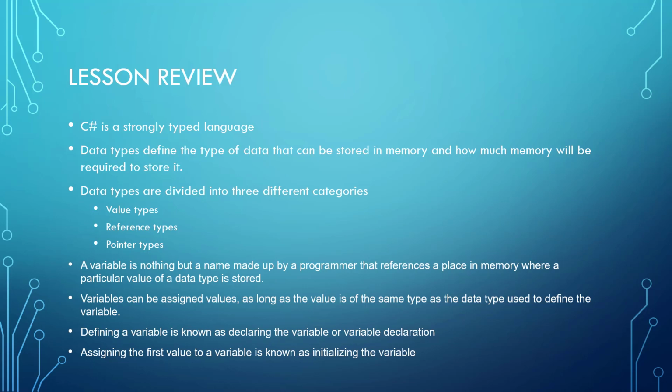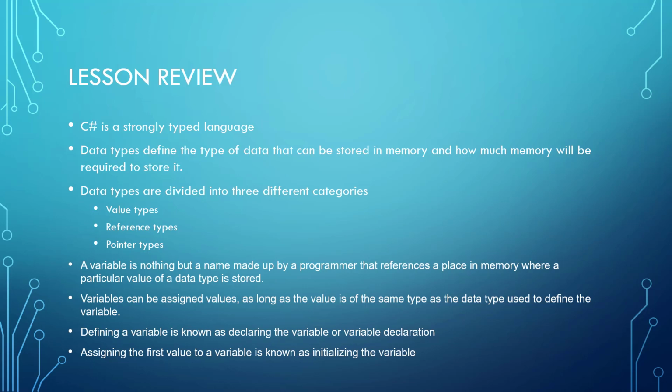Right now, we're primarily focused on value types, but we will be getting into reference types in the next couple of classes. Well, that's not entirely true, because we have been using strings, and strings are a reference type. But you haven't really begun to see the power of reference types yet, but you will, coming soon. Now, a variable, we learned, is nothing more than a name made up by a programmer that references a place in memory where a particular value of a data type is stored. Variables can be assigned values as long as the value is the same type as the data type used to define the variable. Also, defining a variable is known as declaring the variable or variable declaration. And finally, assigning the first value to a variable is known as initializing the variable.